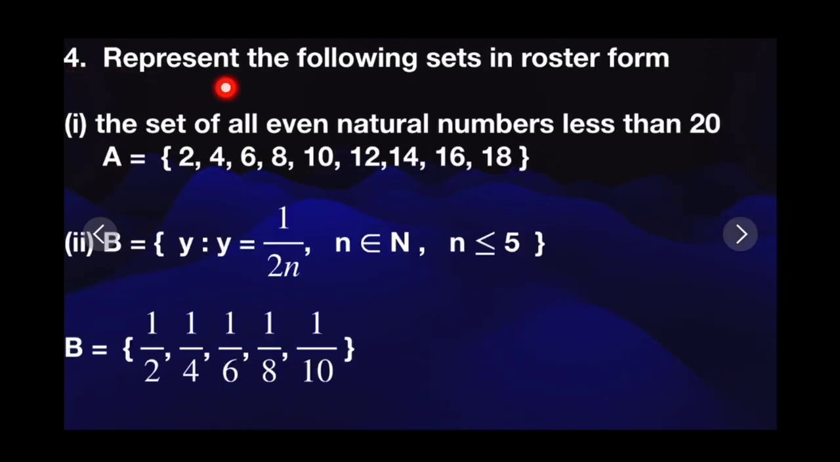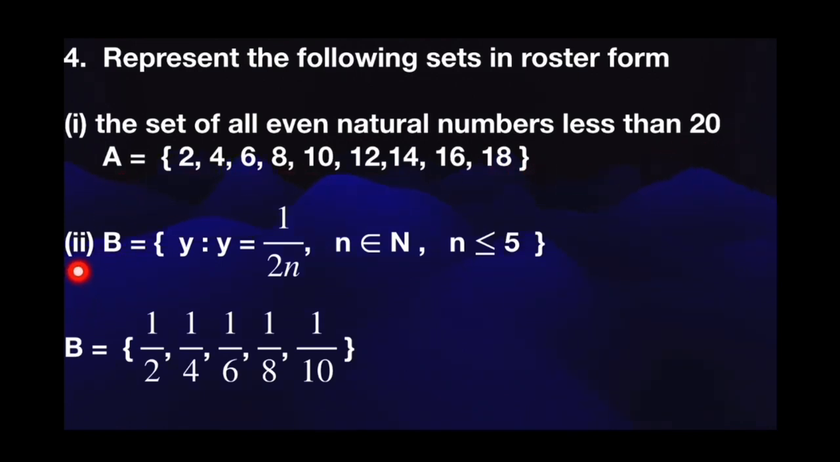Question 4. Represent the following sets in roster form. So the set of all even natural numbers less than 20. So we know all the even natural numbers. We have to list it out: 2, 4, 6, 8, 10, up to 20 only. We should not include 20. So this is the required set.